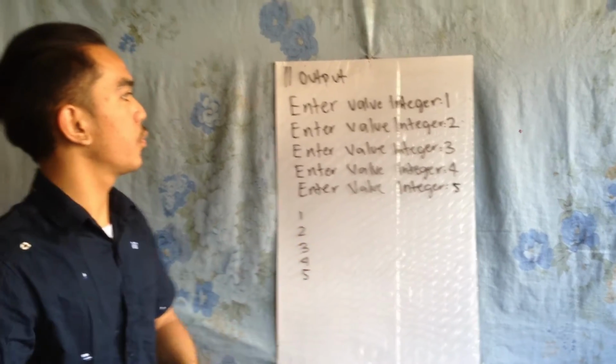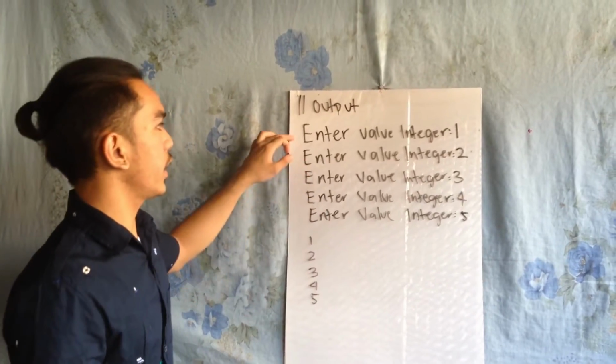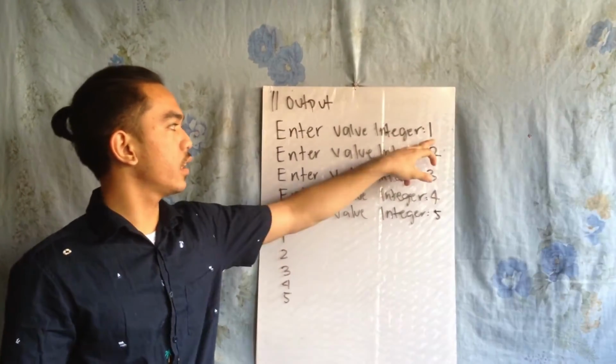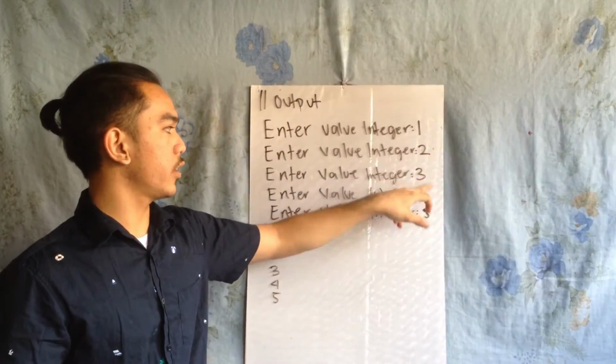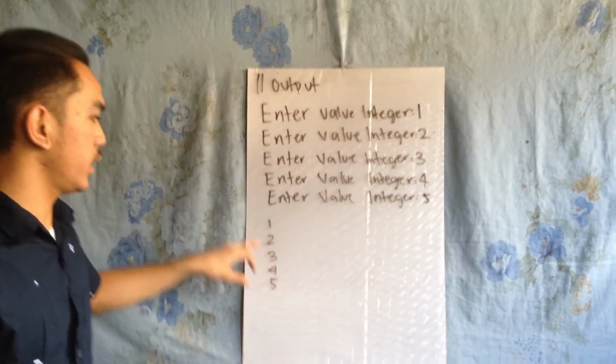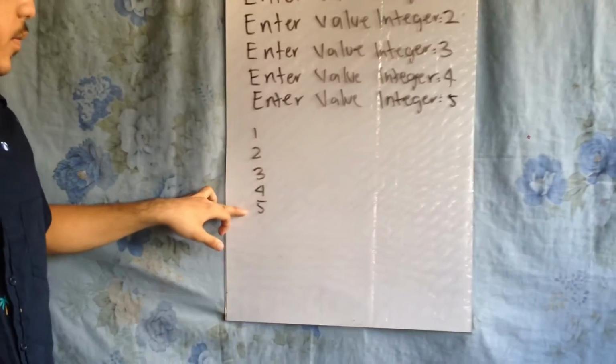So yun, mag-enter tayo ng enter value integer 1. So ganun na, enter 2, 3, 4, and 5. So ang lalabas na output is 1, 2, 3, 4, 5.